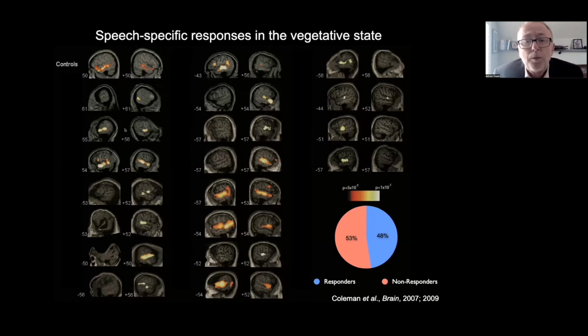And here's a large group of patients who are diagnosed as being in a vegetative state. And as you can see, many of them show quite normal responses to speech. Not all of them, but some of them show responses that are actually not significantly different than those that we see in healthy participants. In fact, as you can see from this pie chart at the bottom, about half of the patients that we scanned over a number of years would show normal speech-specific responses.